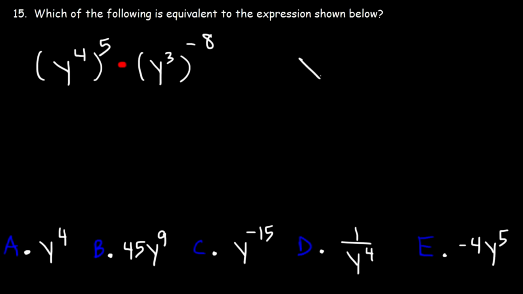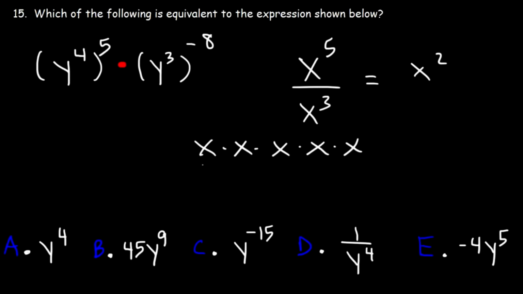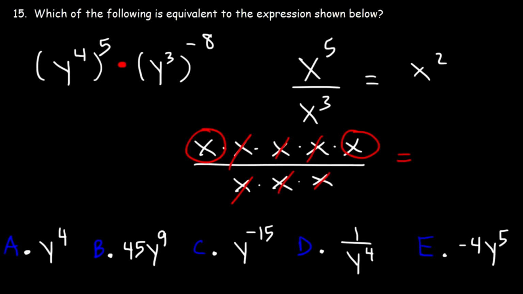In terms of division, we need to subtract. 5 minus 3 is 2. X to the 5th is basically 5 x variables. X to the 3rd is 3 x variables. X divided by x is simply 1. So if you cancel 3 x variables, you're going to have 2 left over on top. That's why it's x squared.